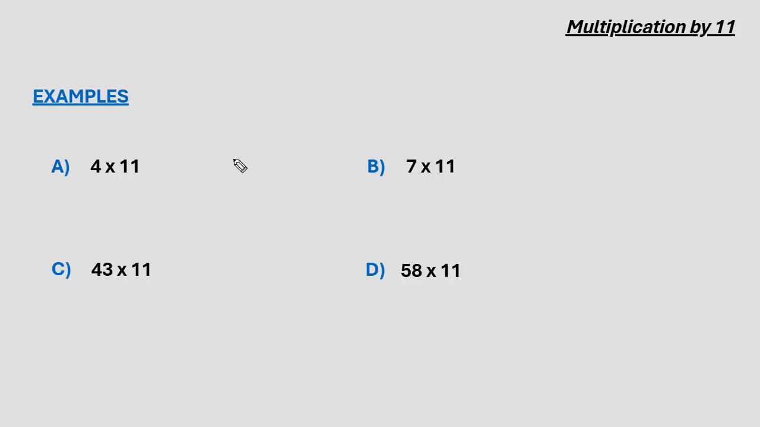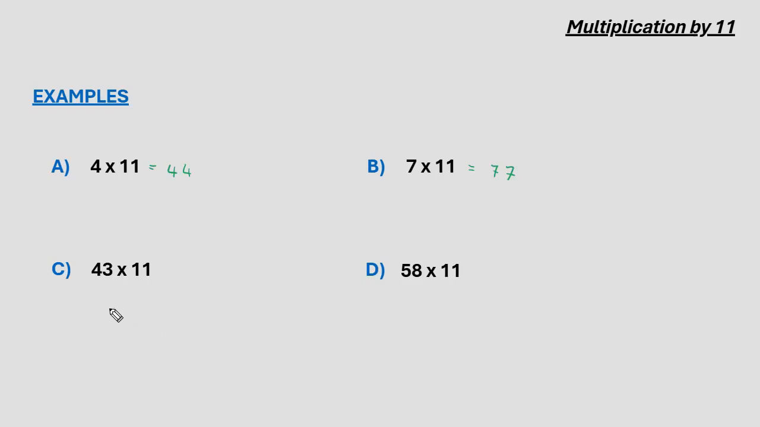The simplest case of multiplying by the number 11 is when we multiply a single digit number. When this is the case, we simply write the number twice. But a different approach is taken when we encounter a two-digit number multiplying the number 11.